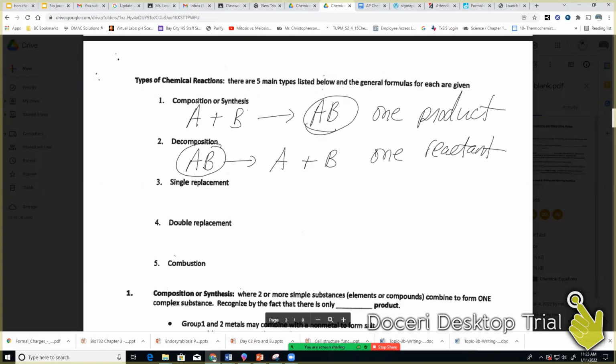Single replacement we will do tomorrow, and then have a lab on it on Thursday. On a single replacement, you have an element that's all by itself, and it tries to kick something out of the compound. So you'll end up with a new element by itself and a new compound. On this, we will use something called the activity series.